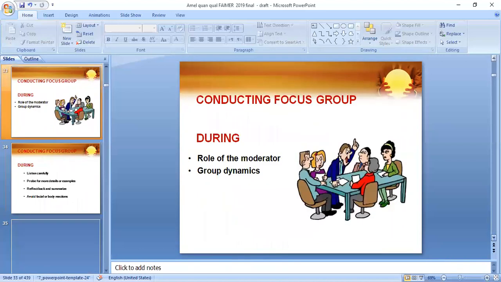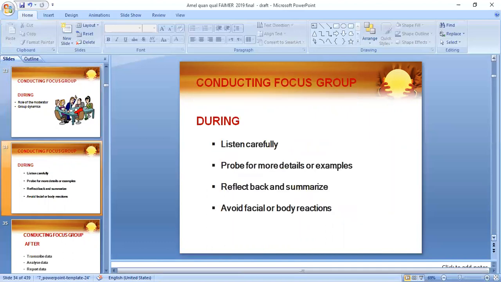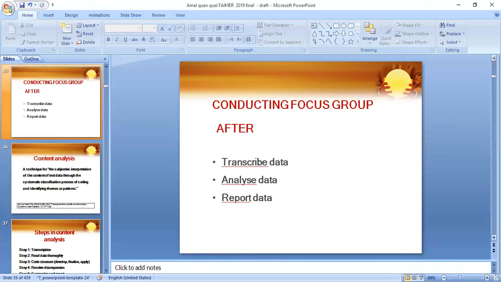the focus group discussion. During it, we have to take care of the role of the moderator and the group dynamics. During it, we have to listen carefully, probe for more details or examples, reflect back and summarize, and avoid facial or body reaction.